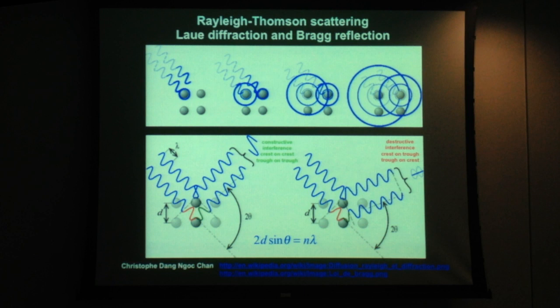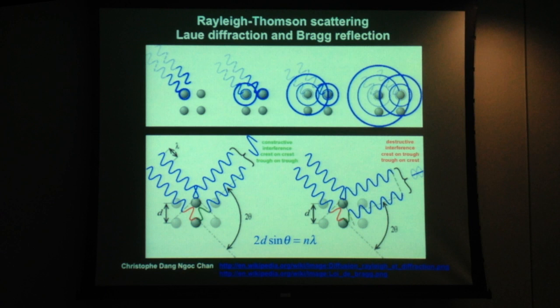So if there's an integer number of wavelengths difference between the paths of these two sinusoidal rays, if the difference here illustrated in red and green is an integer number of wavelengths, so that the scattered waves fall crest on crest, trough on trough, and so on, we get constructive interference and an enhancement of the scattered beam intensity. If the red-green arrangement is, say, a half-integer number of wavelengths difference between the scattering from this plane and the scattering from that plane, we get destructive interference.